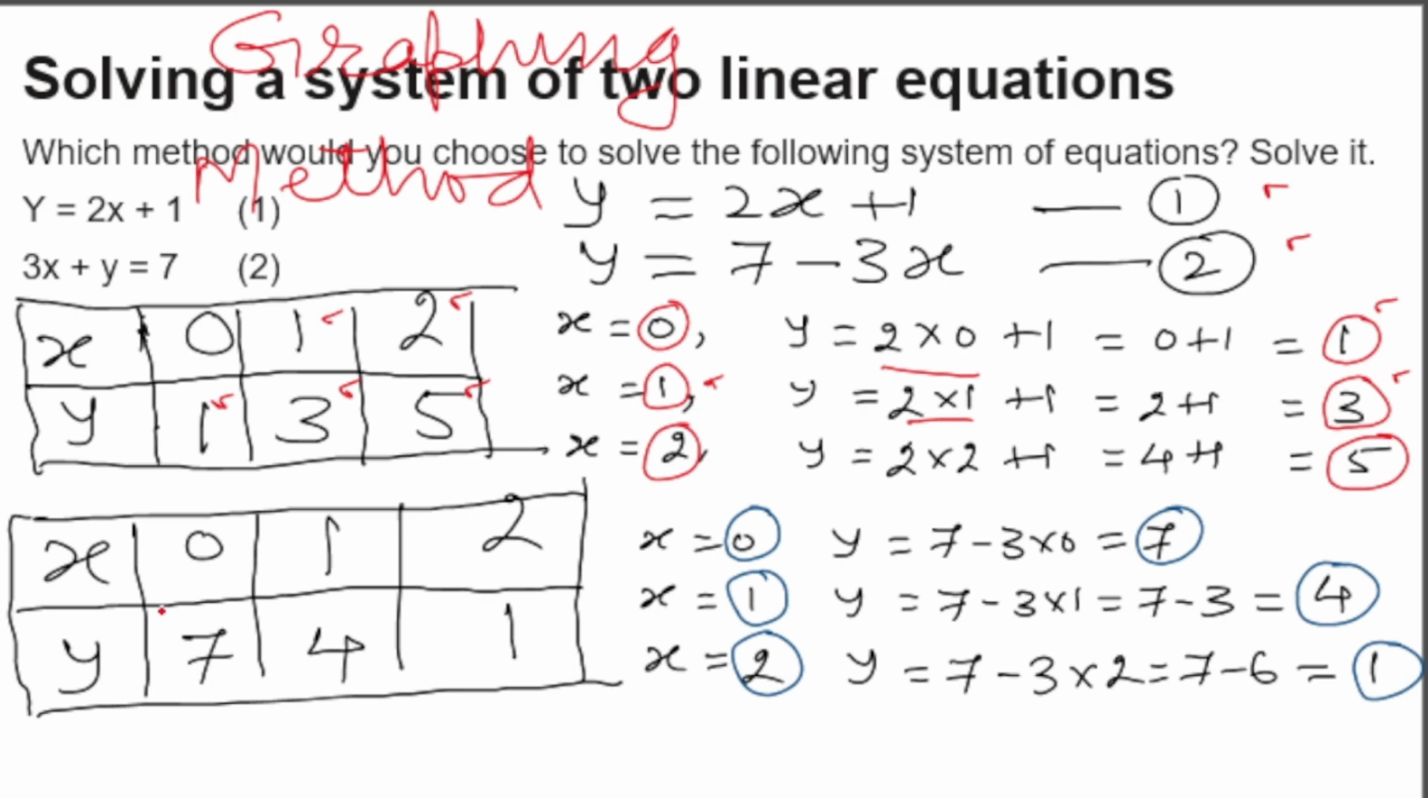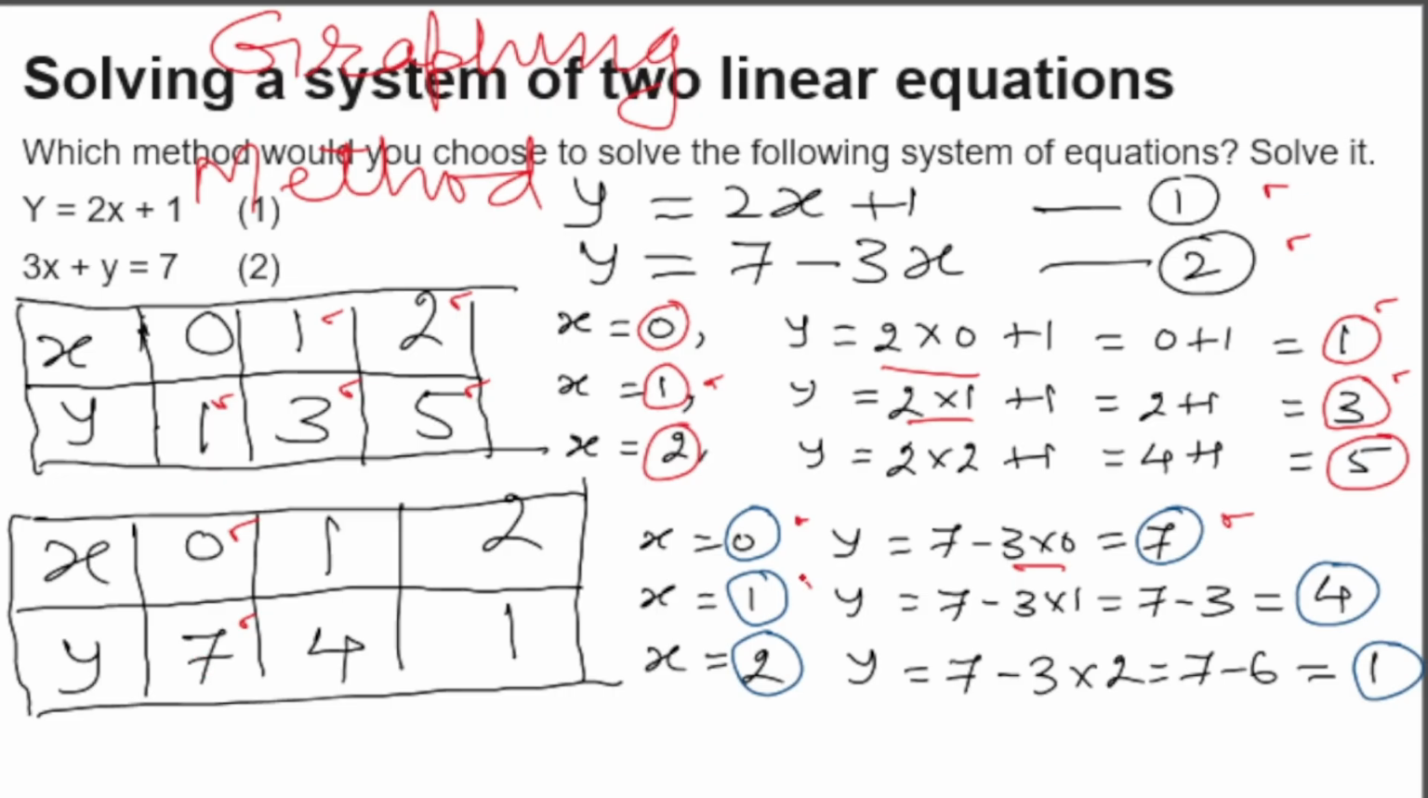And similarly, when we put x is equal to 0 in the second equation, 3 into 0 is 0. So 7 minus 3 into 0 is equal to 7 minus 0, which is equal to 7. So at x is equal to 0, the value of y is equal to 7.